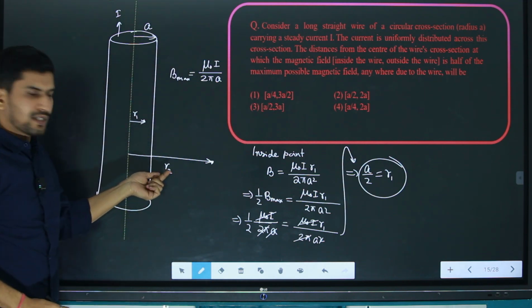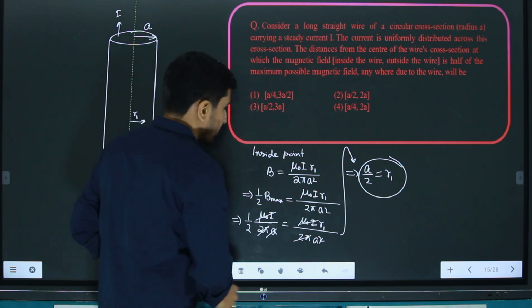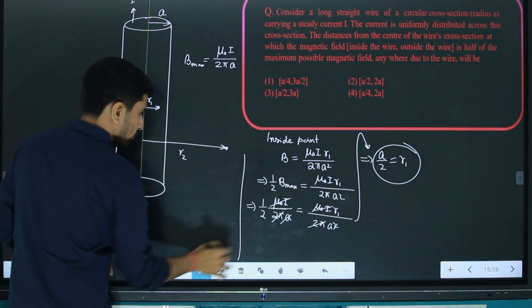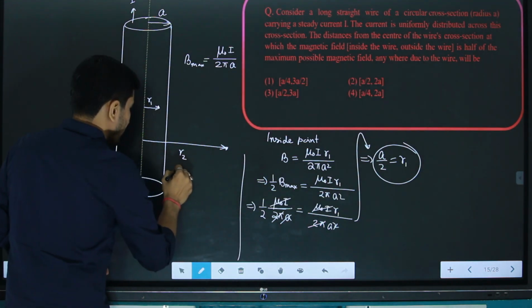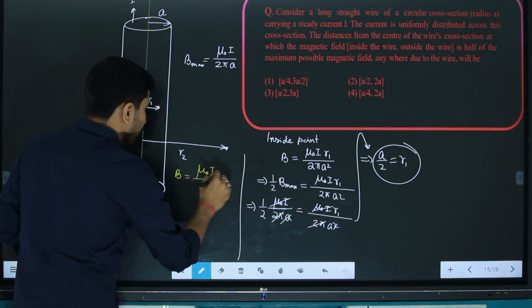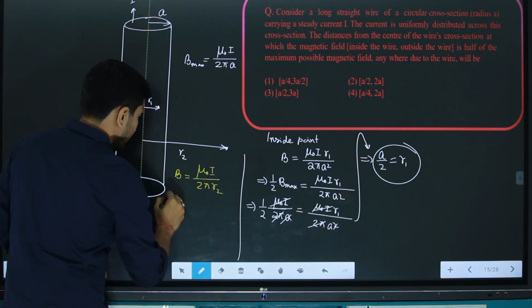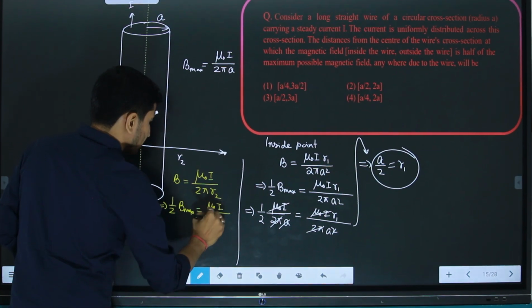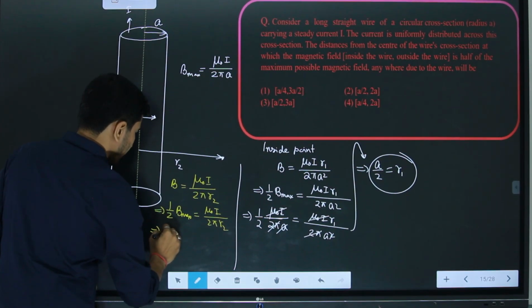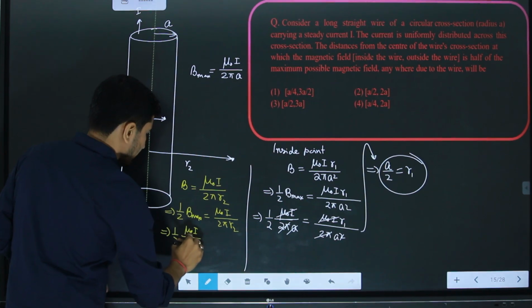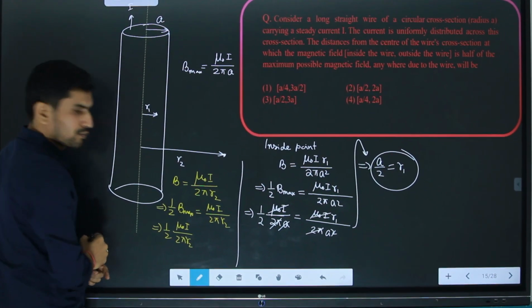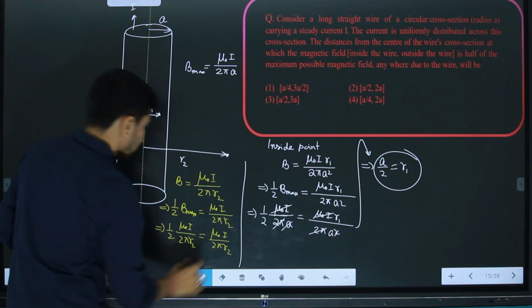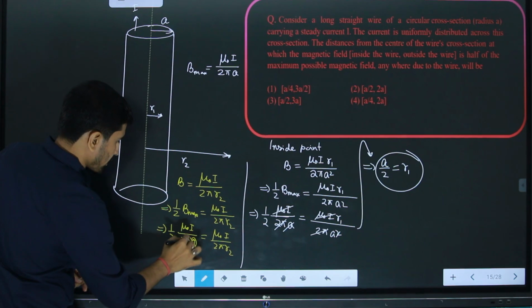Now we have to calculate the distance for the outside point. For the outside point, the magnetic field's value is equal to mu naught I divided by 2 pi r2. Now this magnetic field is half of the maximum magnetic field, right? So mu naught I divided by 2 pi r2 equals half of mu naught I divided by 2 pi A. Sorry, this should be A.